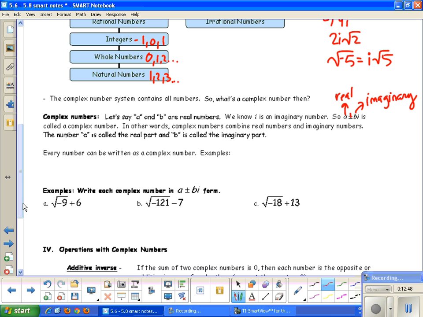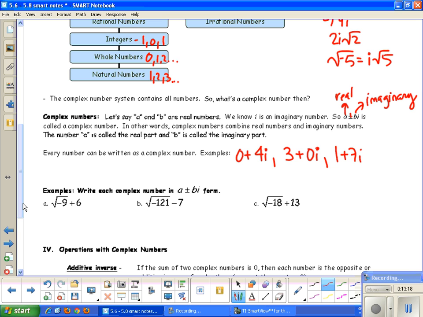So for example, if I had 4i, this is a complex number because I could write 0 plus 4i. If I had just the number 3, we can write this as a complex number because it's really 3 plus no imaginary part. So I can also have both a real and imaginary part. Like if I had 1 plus 7i, this would be a complex number because I have the real part, which is 1, and the imaginary part, which is 7i.